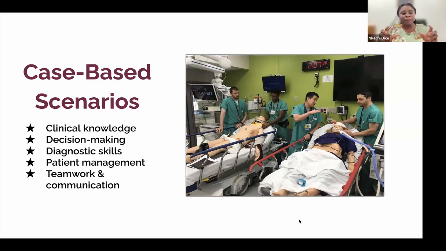It's also a great place to see how the team works together. So many things under that list could be achieved in a case, and this is probably one of my favorite things to do. I always thought that I enjoy writing scenarios, and so this is a fantastic way to test many things in your learners.